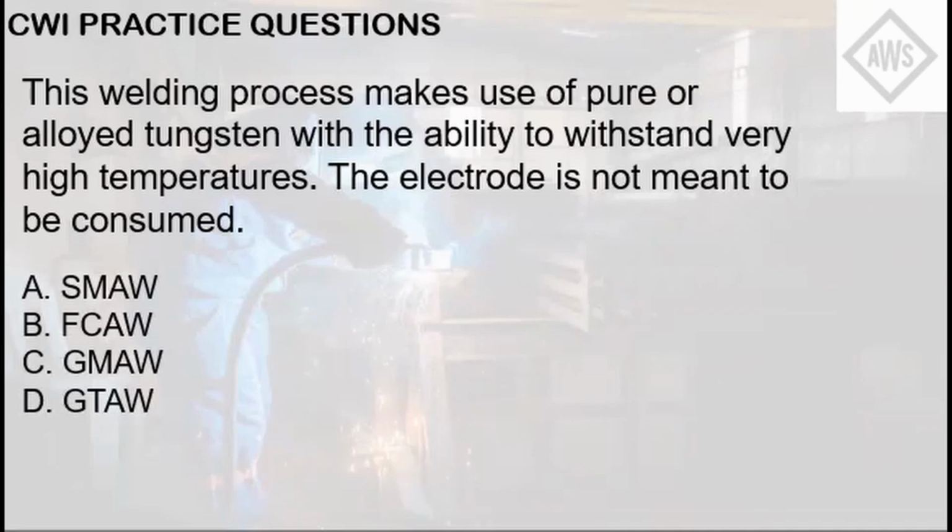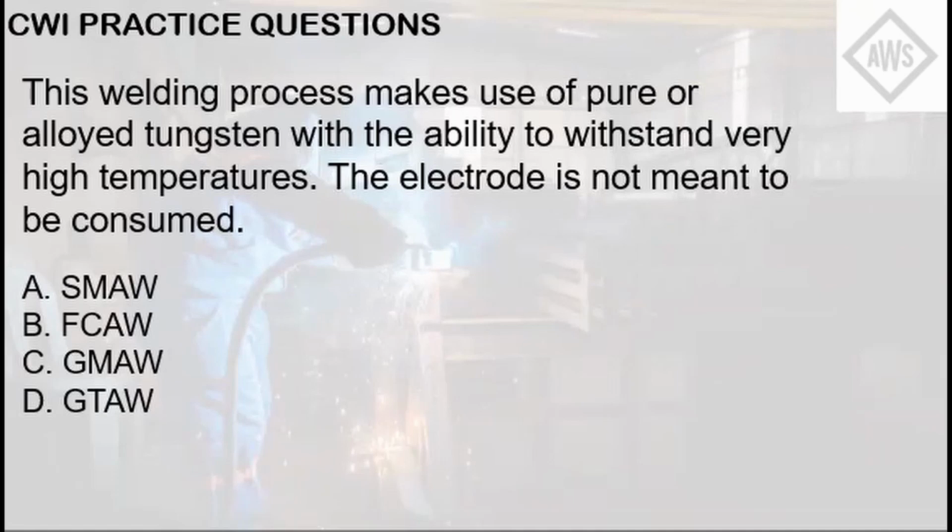Letter A, SMAW, is known as stick welding, so it uses a consumable electrode. That does not match what is being asked in the question. FCAW is made up of a tubular electrode, so there's no tungsten in there.